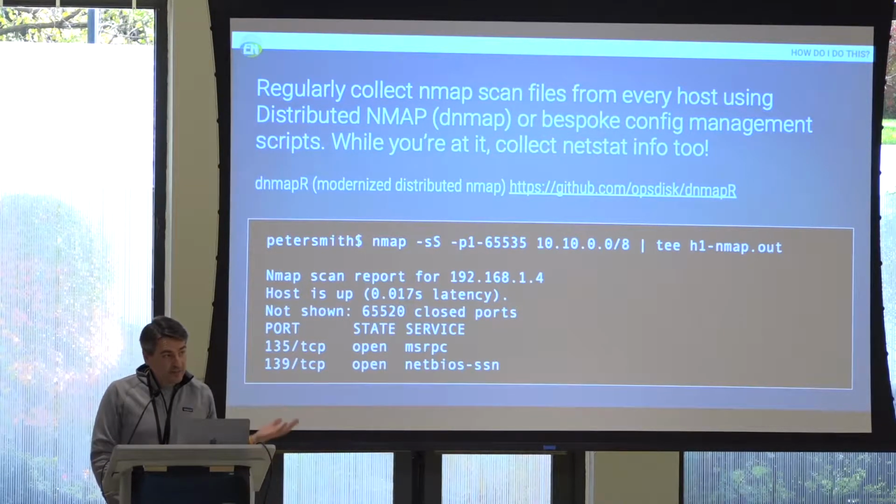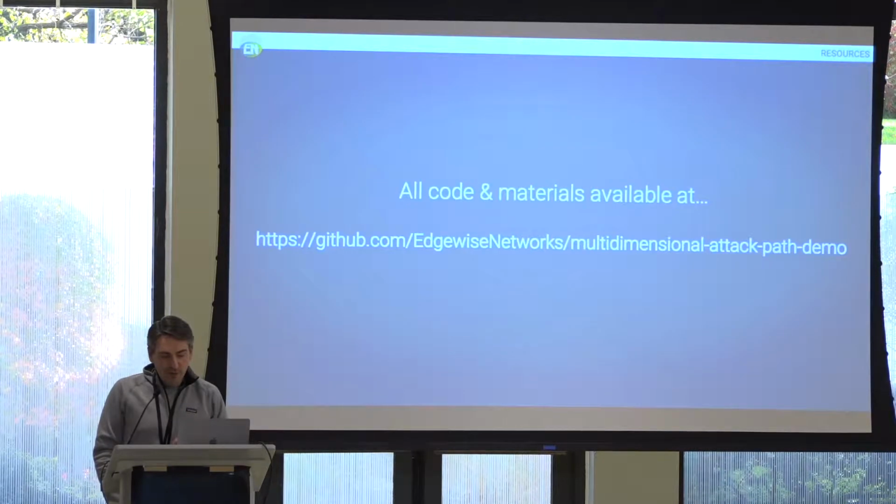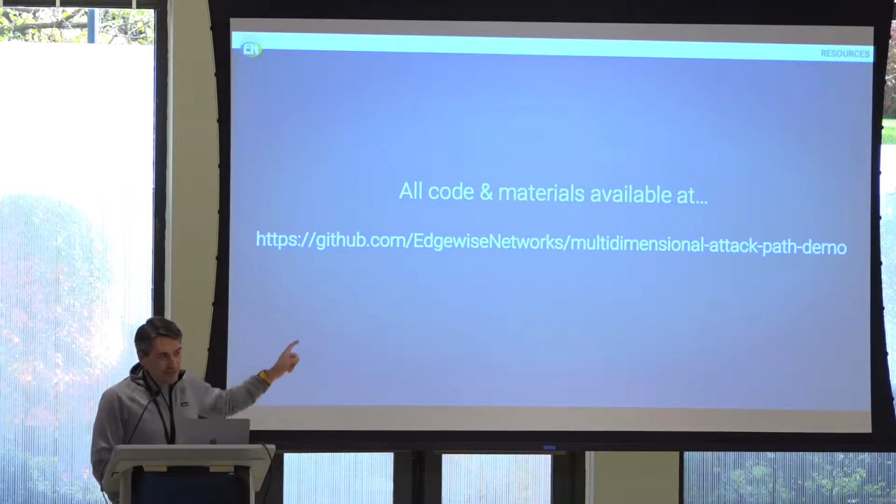Puppet, Chef, Ansible, SaltStack, SCCM, whatever you happen to use. And you can just have it execute the Nmap. You're going to give it a very broad set of ranges that it should scan, and then collect the resulting file. And once you have that, that's when what John is about to tell you is really important. So everything he's about to tell you is available here.